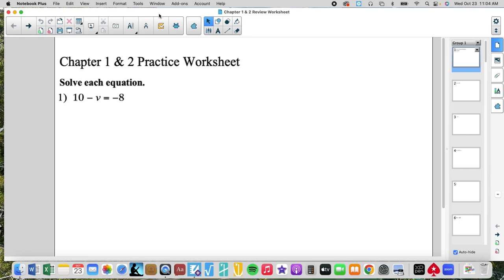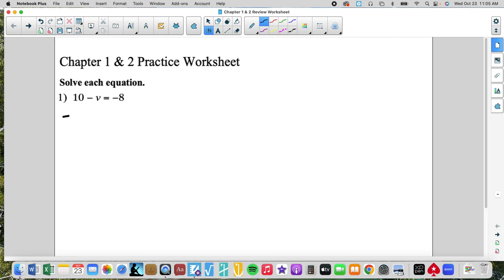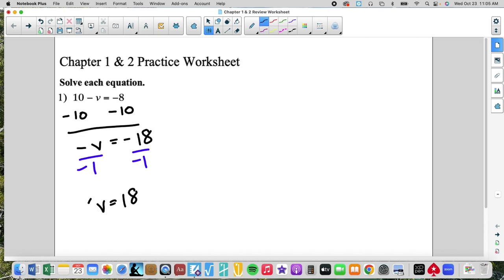This one actually is a trick two-step, but we'll do two ways of doing this. So we're going to get rid of that positive 10. So we will subtract 10. That leaves us with negative v equals negative 18. And now we will divide by negative 1, which leaves us with v equals positive 18.